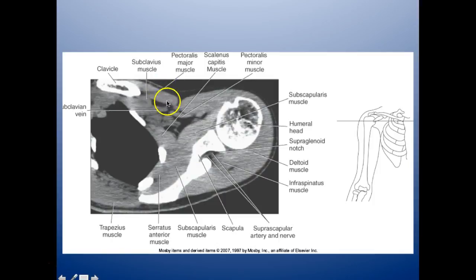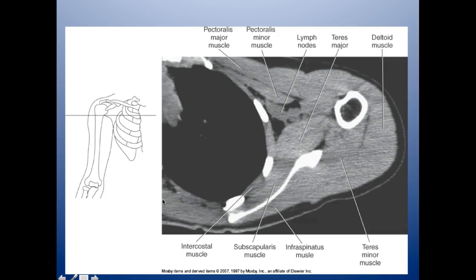So pectoralis major, and you can see your pectoralis minor right there, and you got your deltoid coming around back, your humeral head. This is your subscapularis. This is your scapula, and that's pretty good. So this is really good in showing the pectoralis major and the pectoralis minor.